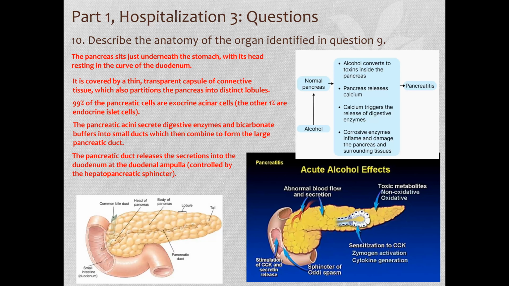So in the case of alcohol-induced pancreatitis, alcohol gets converted into toxins. Alcohol is a poison, so it can cause all sorts of things to happen inside of the pancreas. You can get some abnormal blood flow and secretion, some toxic metabolites, some oxidative stresses. The details aren't important. The take-home message is that chronic use of alcohol can end up causing inflammation of the pancreas, which is going to lead to pancreatitis.